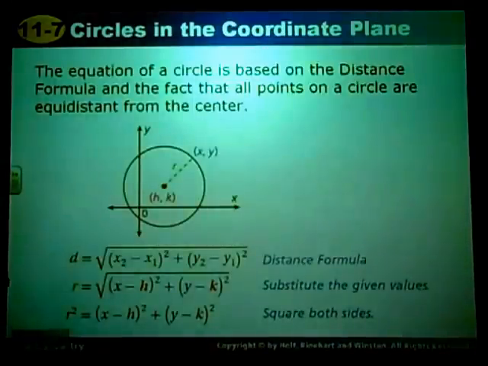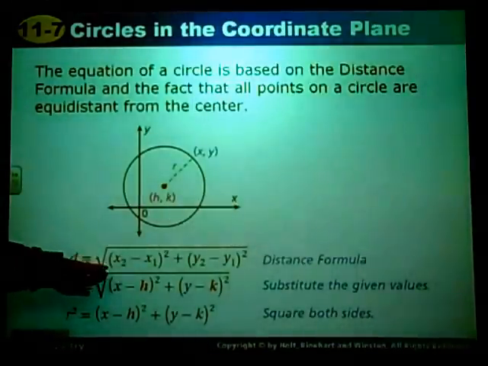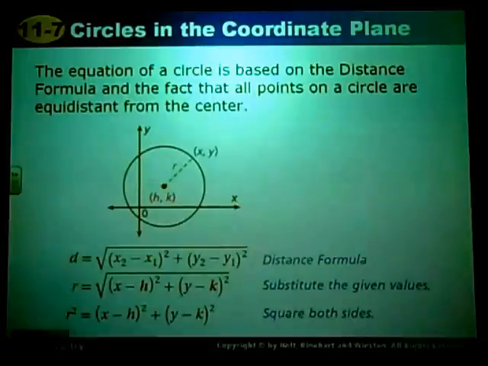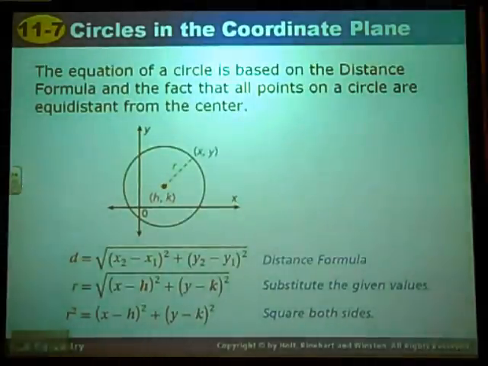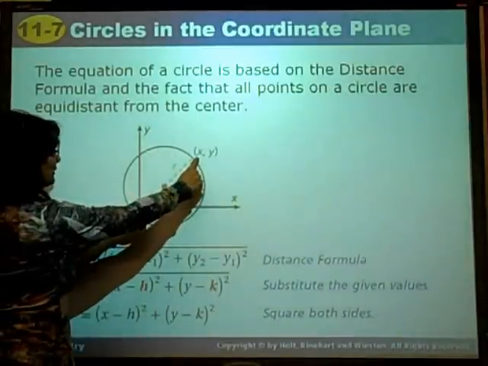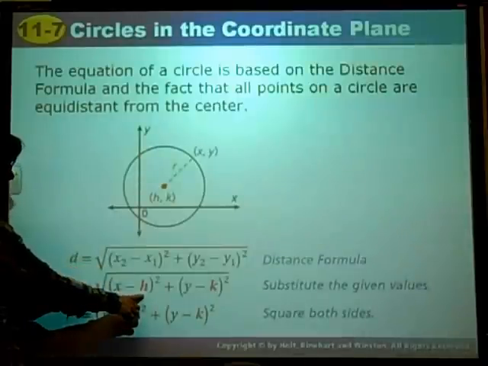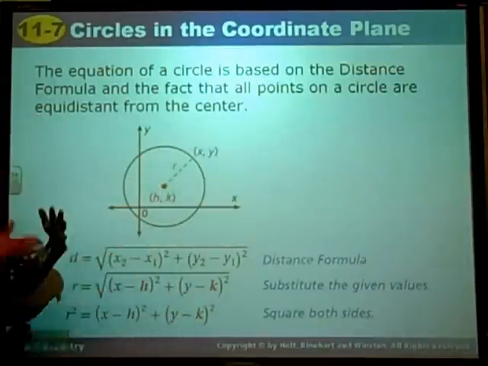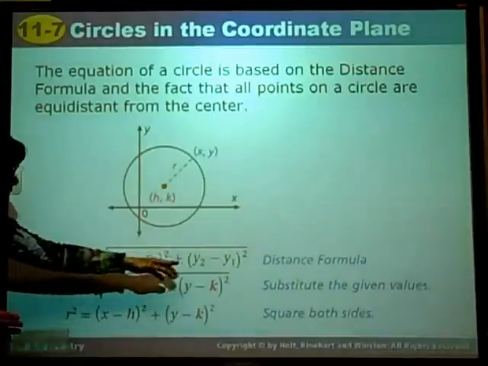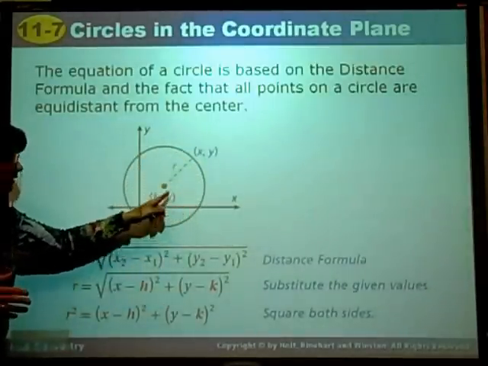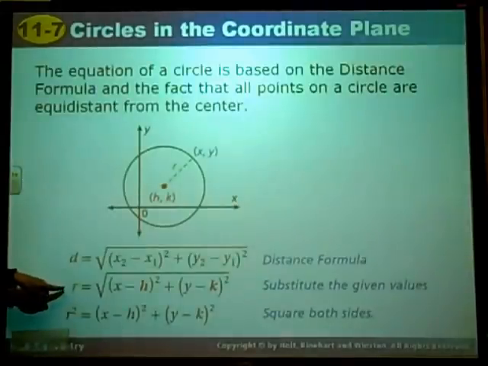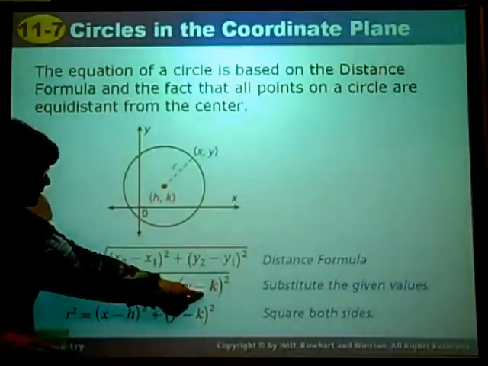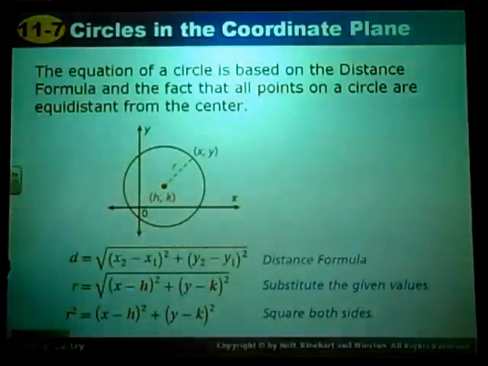So now, the equation of a circle is based on the distance formula. You know, distance, x sub 2 minus x sub 1 squared plus y sub 2 minus y sub 1 squared. And the fact that every point on the circle is equidistant from the center. So basically, any point on the circle, we can take x minus the x coordinate of the center, and y minus the y coordinate of the center, which we're going to call k, and that gives us all the points on the circle, because that's all the points equidistant from the center. Now, that means the radius, this distance, equals the square root of x minus h squared plus y minus k squared, if h and k are the center of the circle.